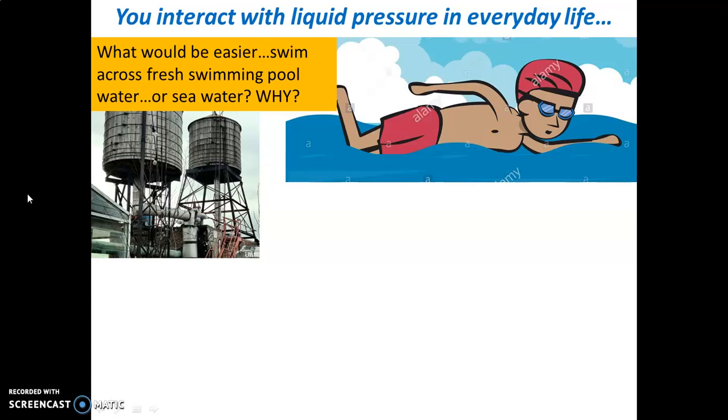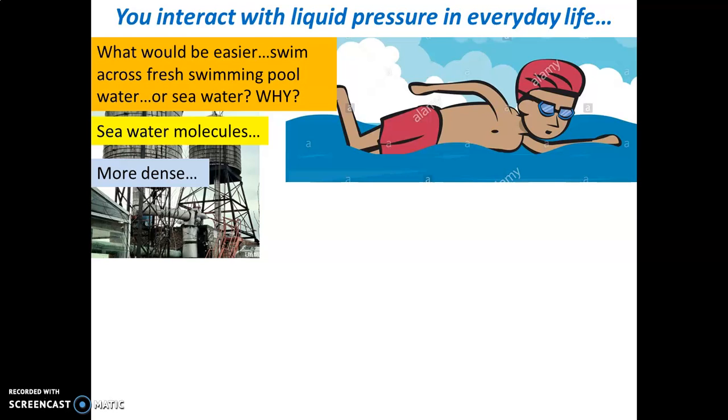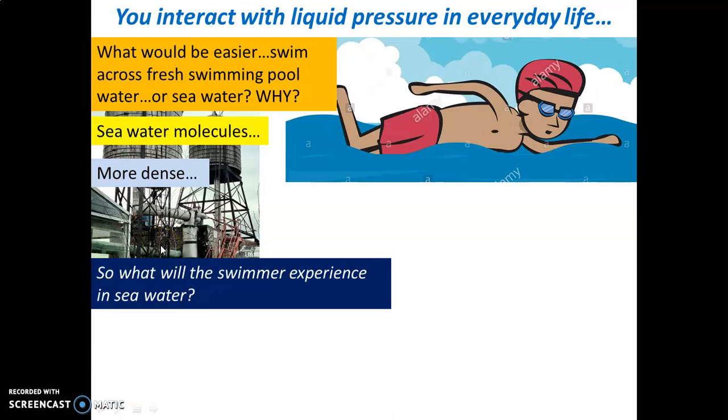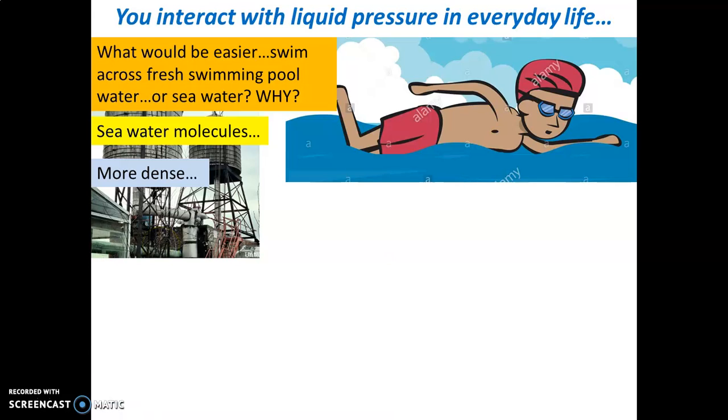Alright, so by this point, hopefully you've given yourself enough time to give those questions some thought. Well, think of it this way. Seawater molecules. Let's just say at this point that it's easier to swim across fresh swimming pool water than it is through seawater. Let's just say that it's more difficult to swim through seawater. Why is it more difficult? Look at the key terms on the screen to help you. Why is it more difficult to swim across seawater?